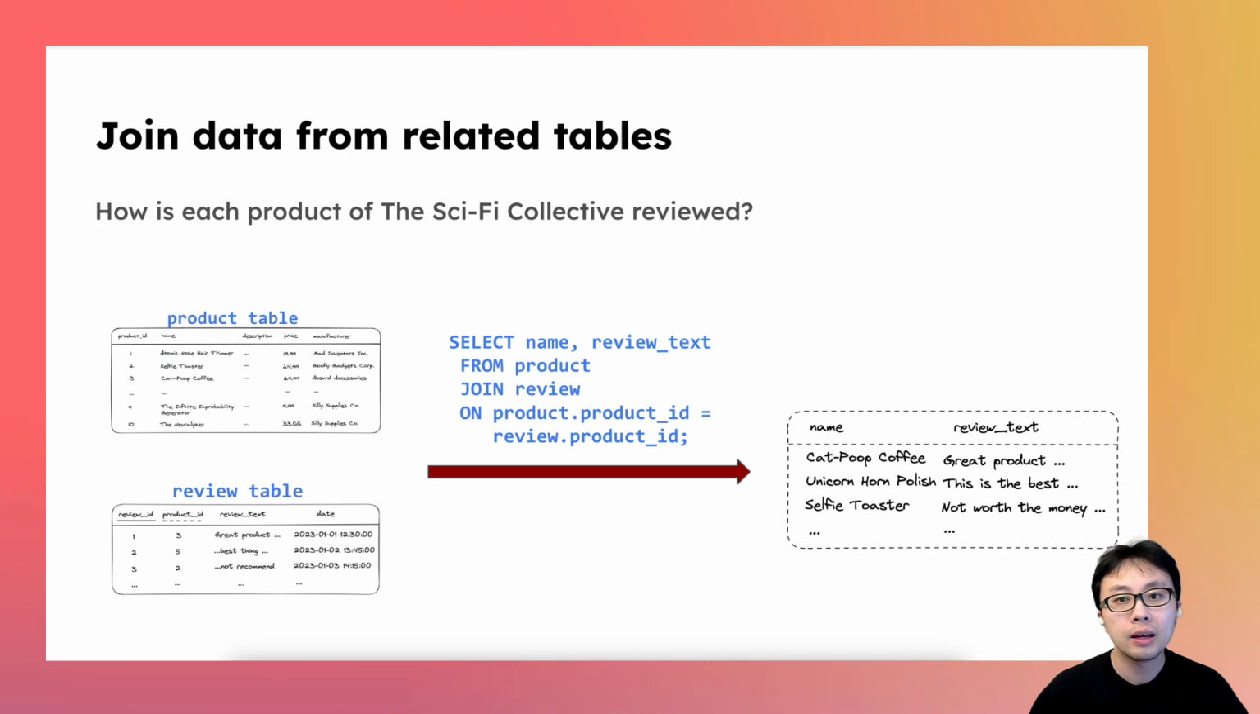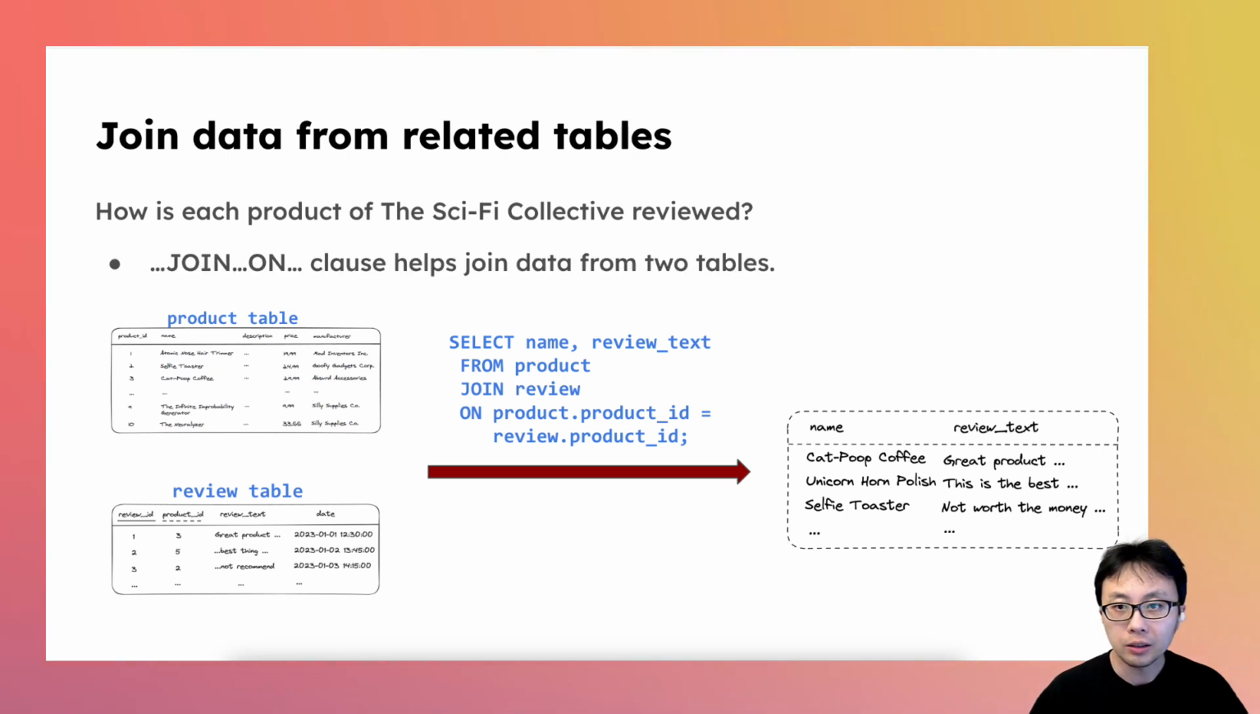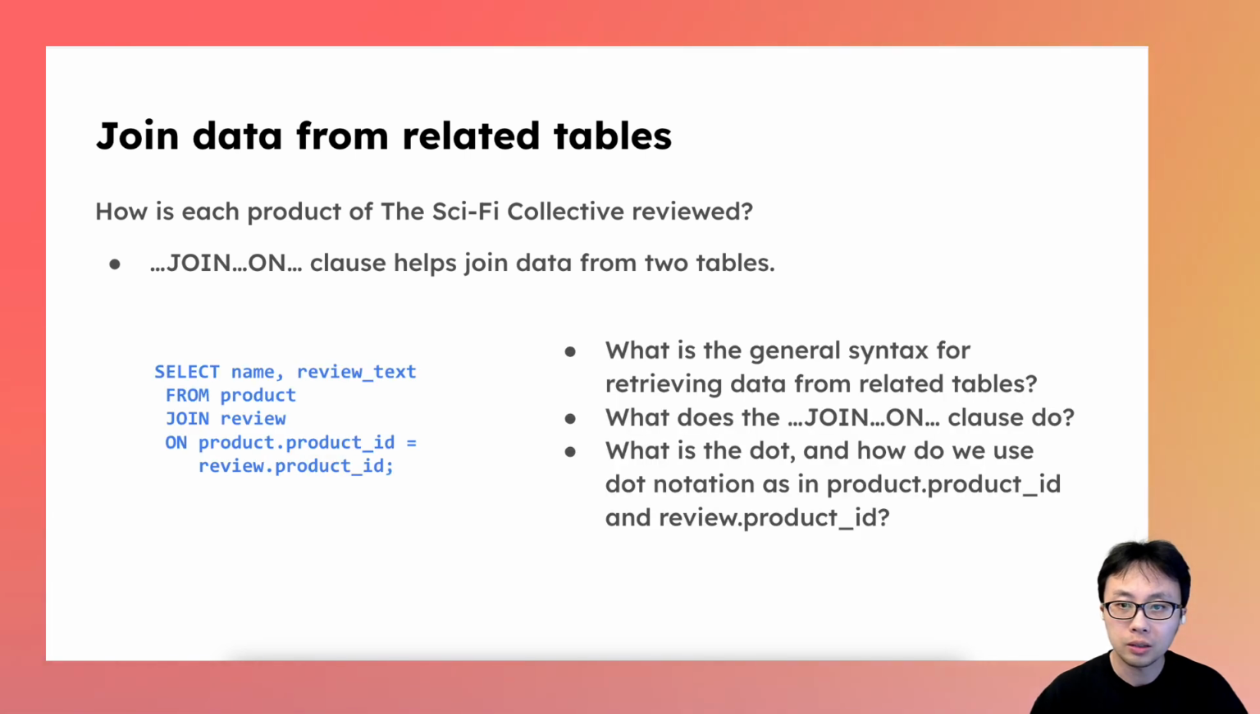This query takes advantage of the JOIN ON clause to join data from two tables. As you may have guessed, the JOIN ON clause here maps each review to its corresponding product and makes sure that the result contains only the properly mapped products and their reviews, as you can see here in the result sample. Although this query looks straightforward, we do need to explain a few things and answer a few questions, so that you can have a thorough understanding of how join actually works.